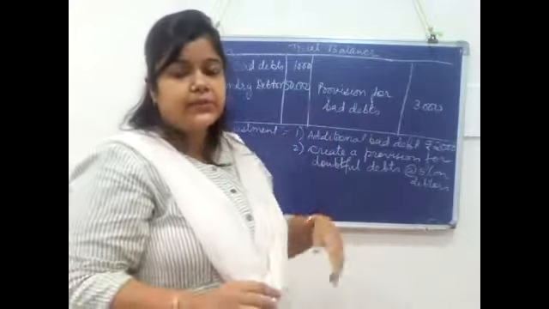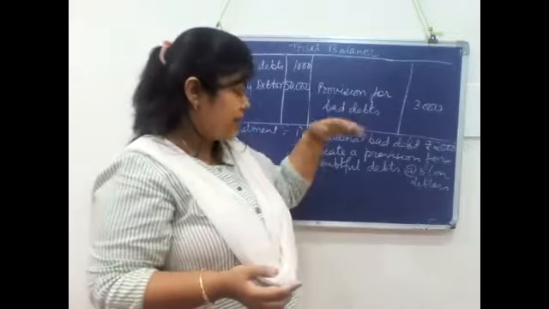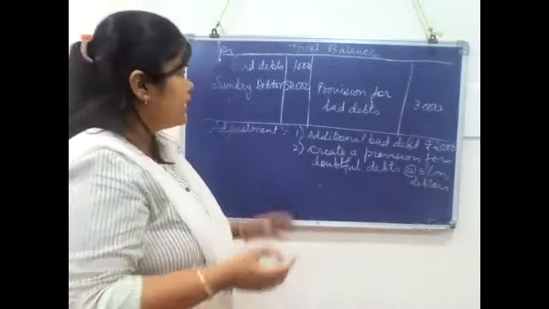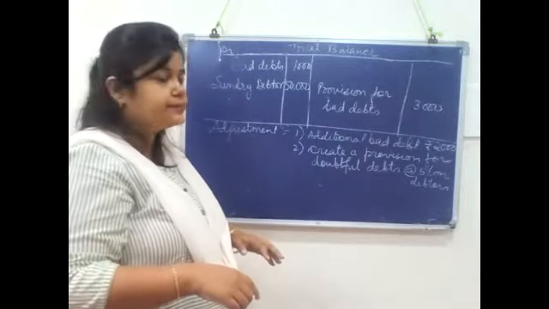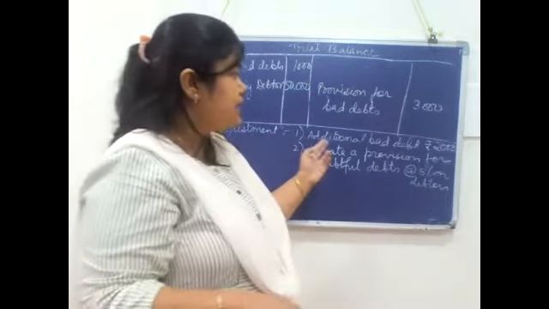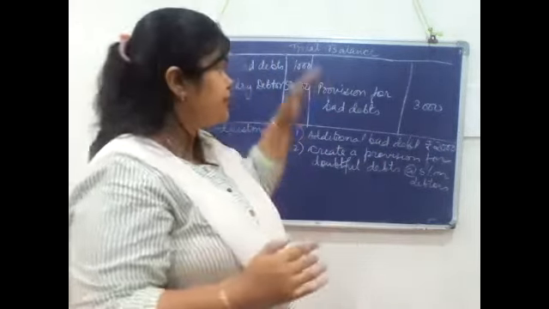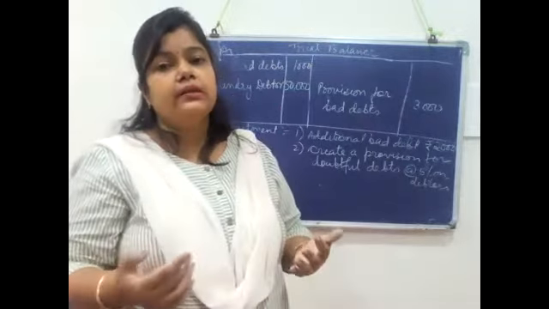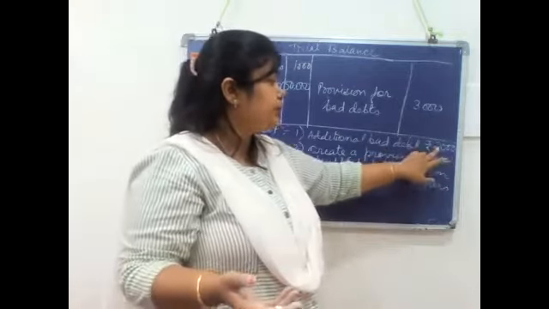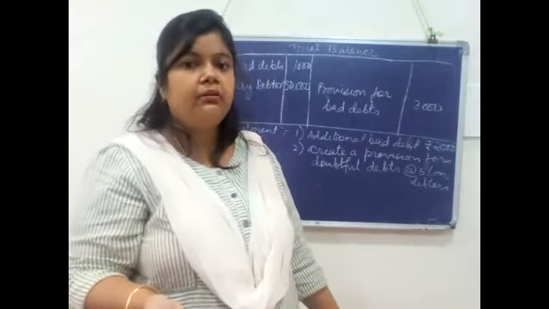And provision for bad debts means last year we had created a provision, and that provision was of the amount of rupees 3,000. Okay. And after preparing the trial balance, we find that in the adjustment, the additional bad debt is rupees 2,000. What is this? This means after preparing this trial balance, we came to know that some more debtors, or a debtor, is not going to pay an amount of rupees 2,000, which has again become a bad debt.